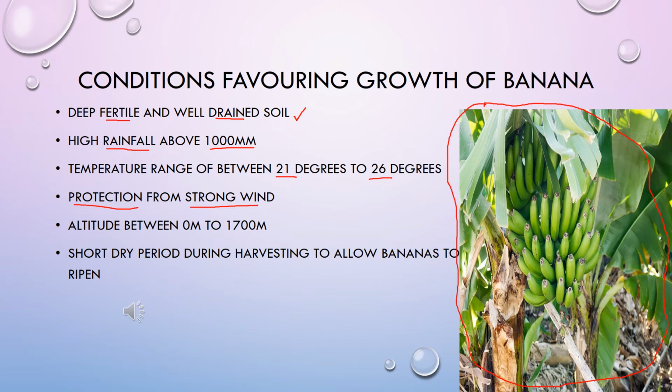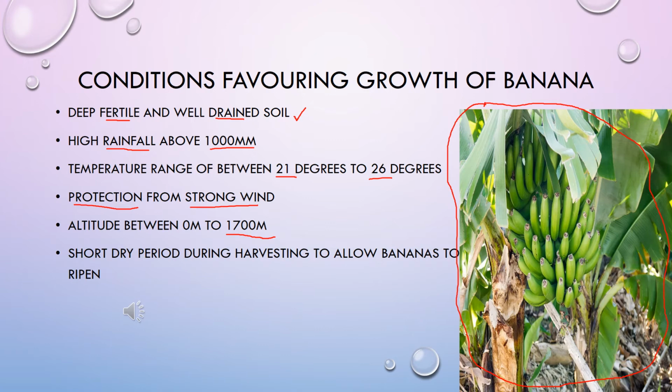And then another condition is altitude. This is a crop which requires an altitude of about 0 meters to 1,700 meters above the sea level.